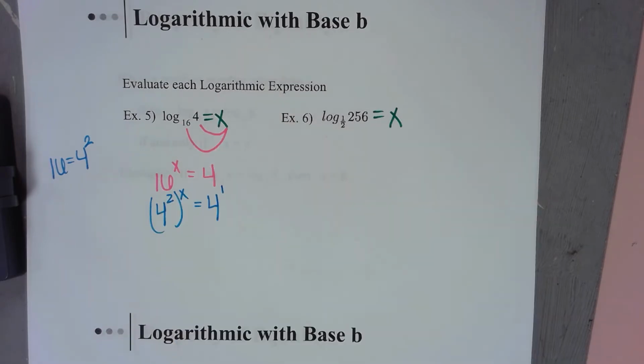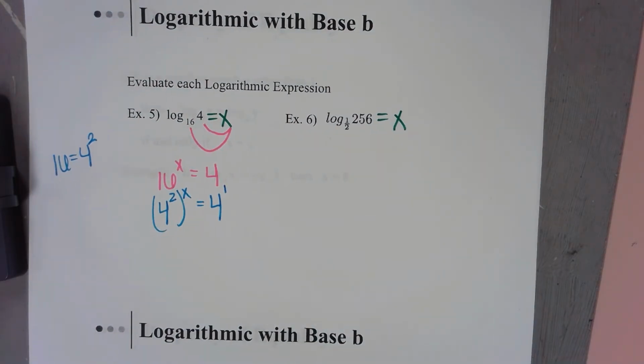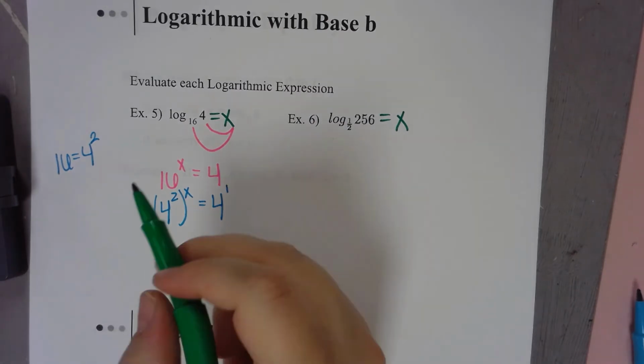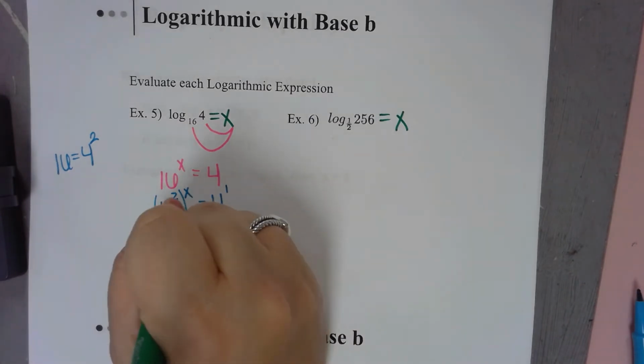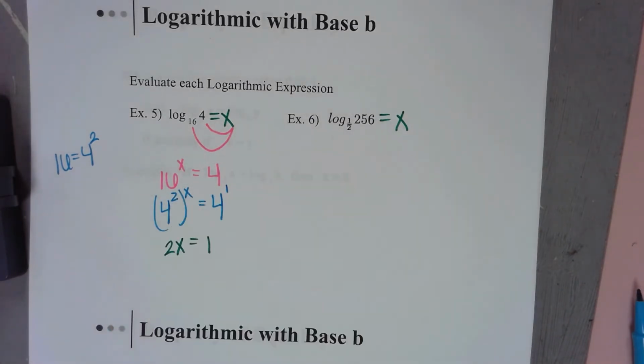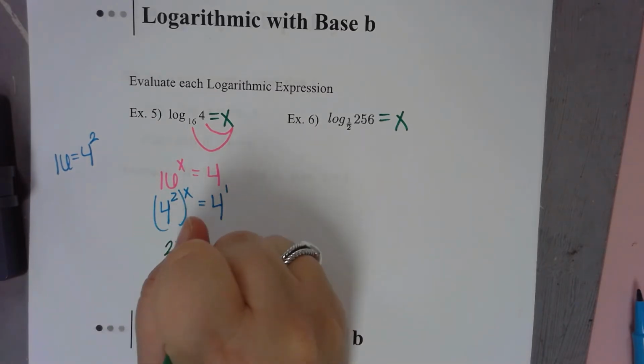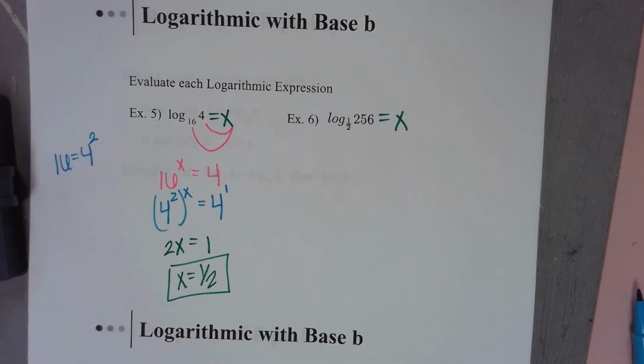And remember that this 4 here that doesn't have an exponent has an understood exponent of 1. Now that our bases are the same, we'll set our exponents equal to each other. But remember that power to a power, you multiply. So 2x equals 1. And then I can solve for x by dividing both sides by 2, and x is equal to 1/2.